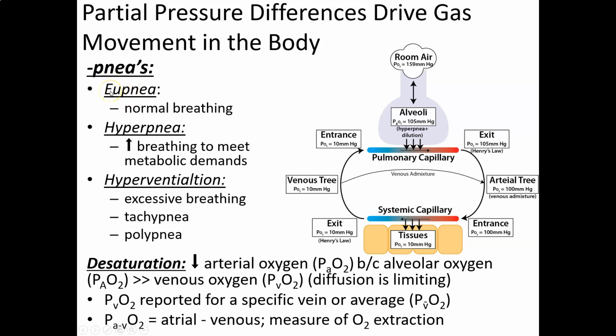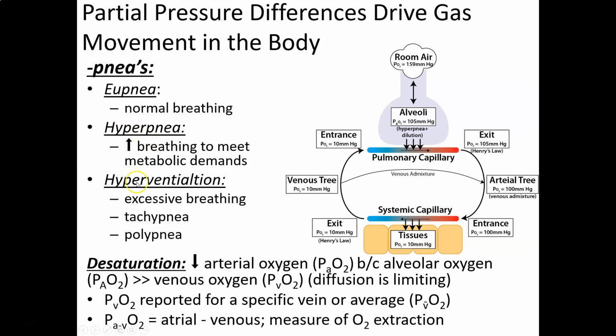So the first one I want you to know is called eupnea. The EU root means true or normal. So eupnea is a fancy scientific way to say normal breathing. If I want to increase my breathing, it makes sense if we call it hyperpnea, increased breathing. But in this case, it has an underlying understood condition that is breathing to meet metabolic demands, that we're increasing our breathing rate because we've had an increase in metabolism.